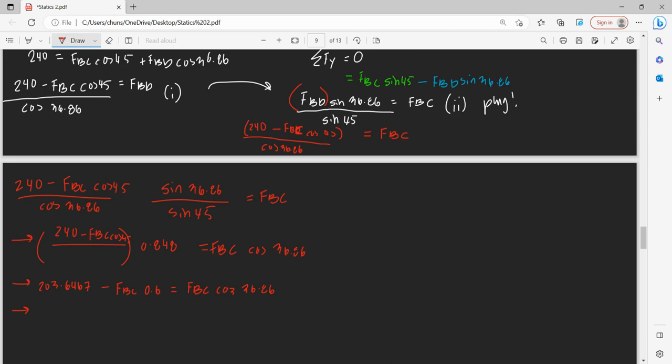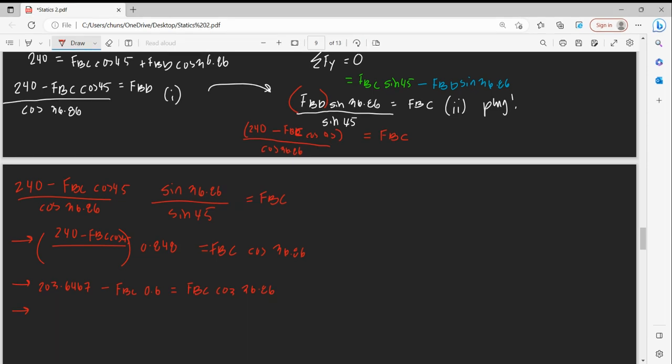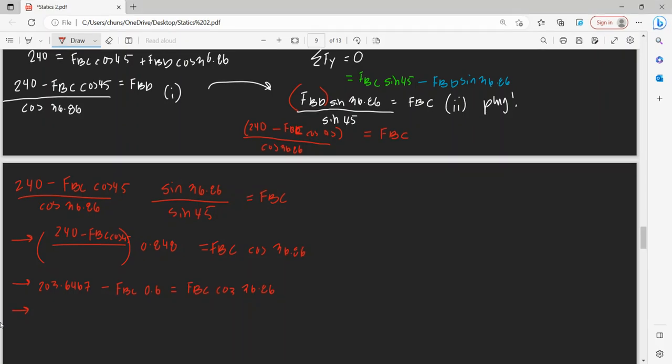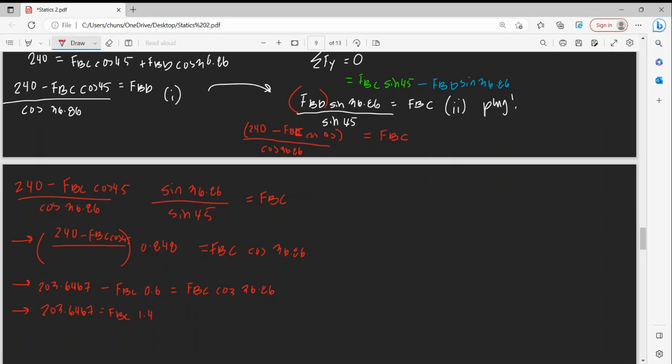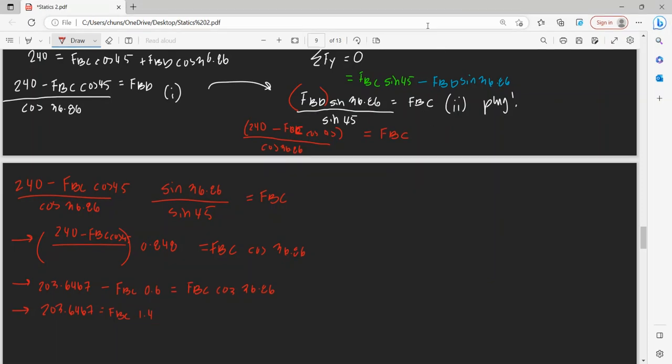Okay, we're going to add that. So cos 36.86 plus 0.6. So that's 203.6467 equals FBC 1.4. Then we're going to take this value here, then divide it by 1.4. FBC is equal to 145.46 newtons.